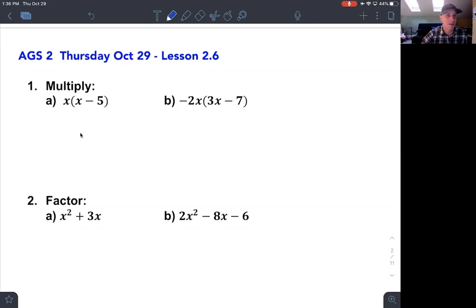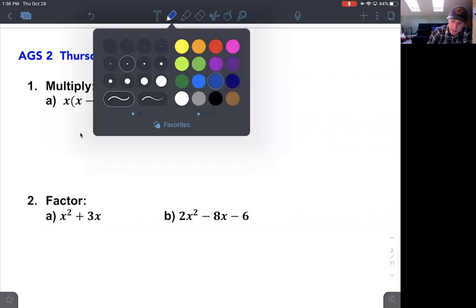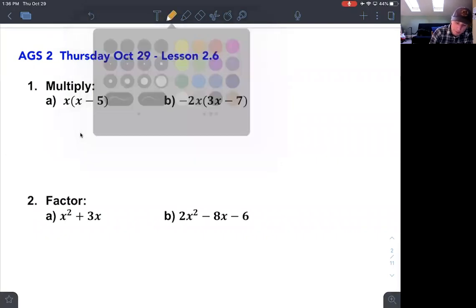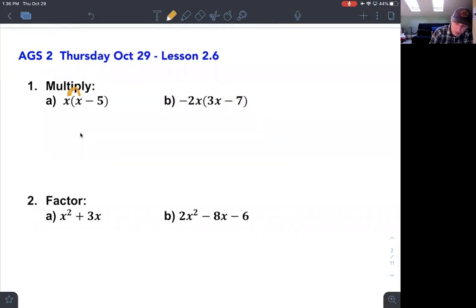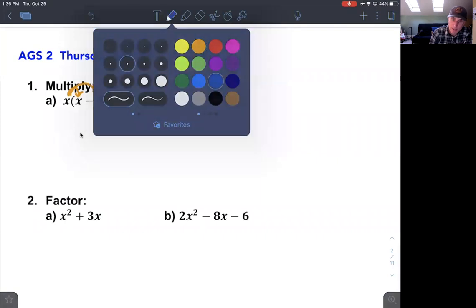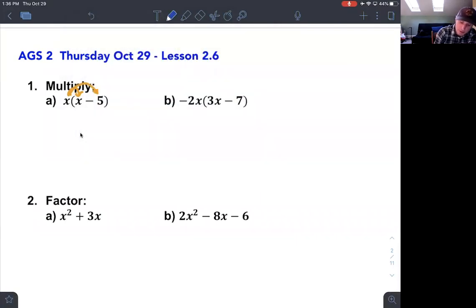Okay, first one, multiply. Multiply in this context is also called the distributive property. We're going to distribute this to each part of the parentheses. The word multiplication is used in a variety of ways in mathematics, and in this context, it means distribute. So the first one, we get x times x, which is x squared. And then we get x times negative 5, which is negative 5x. Okay, questions on part A?